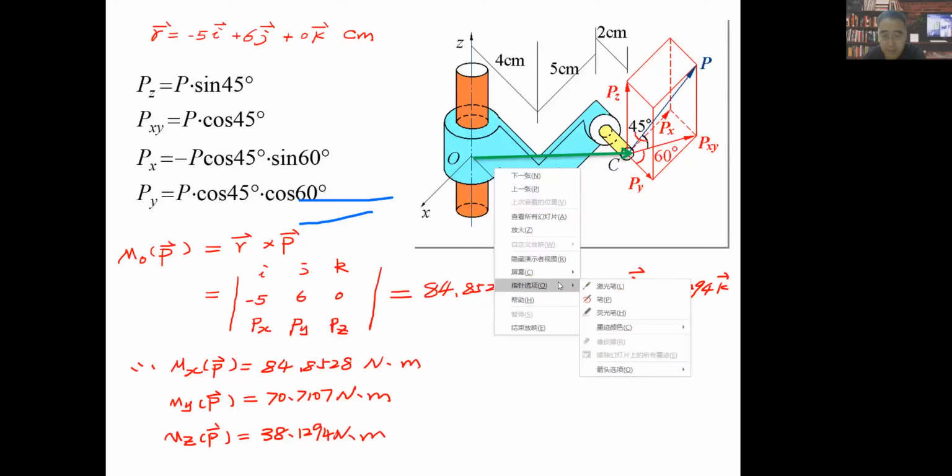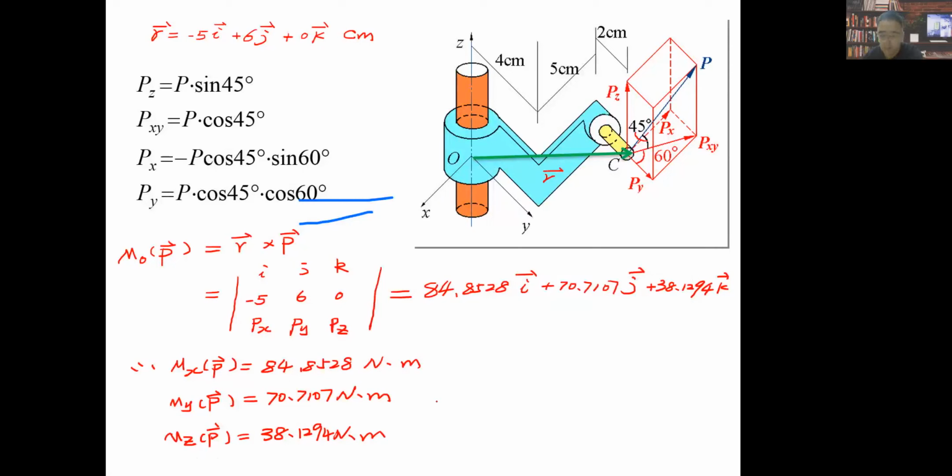Let me try to write here. First, you should make sure you know that this pxy, when we do this projection, should equal p times cosine 45, right?